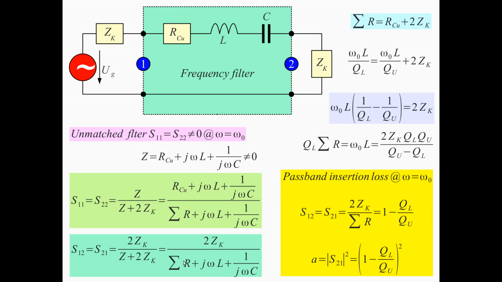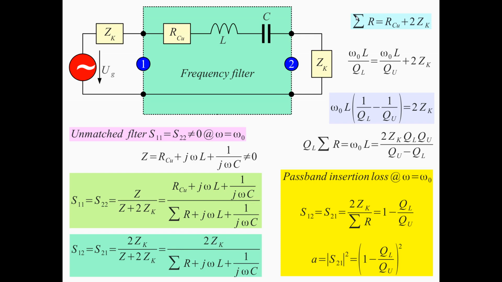insertion loss here, because the sum of all resistances is larger than twice Zk. And we also have some impedance mismatch for such a simple filter with just one resonator. A filter with one resonator will have some small impedance mismatch, so S22 is not equal to 0. Now, what we would like to have is to replace these quantities here with the loaded and unloaded Q, and we are trying to do this here.